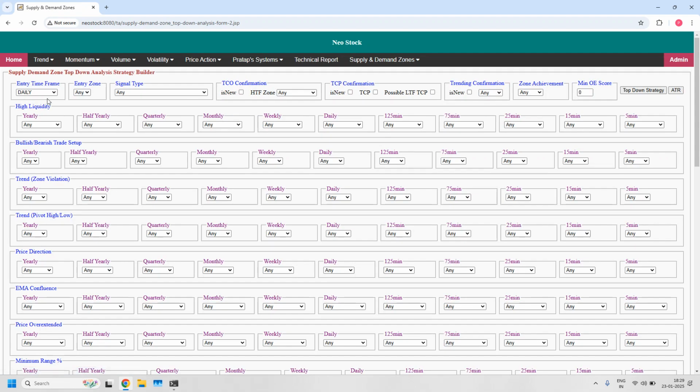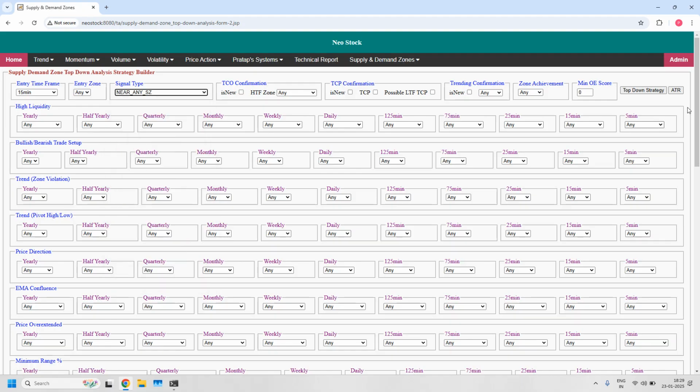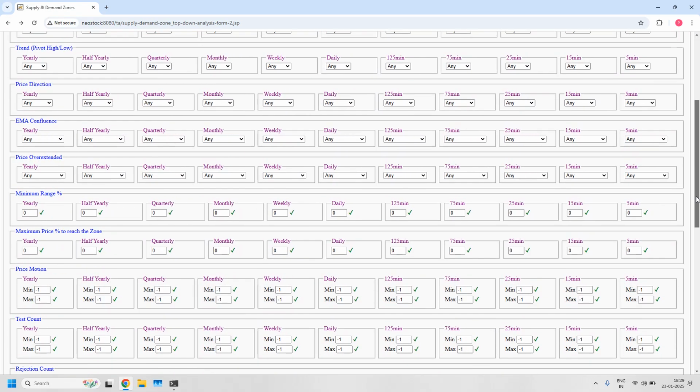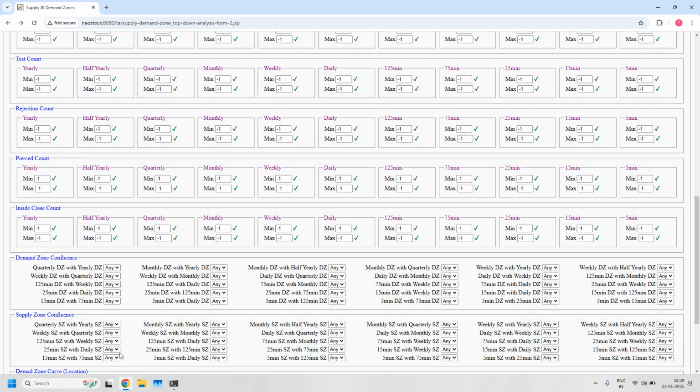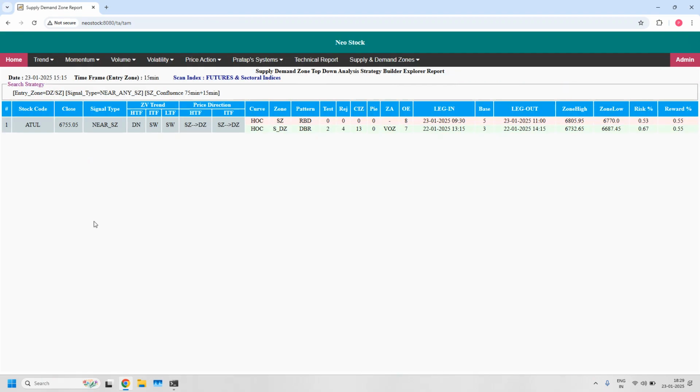Okay, next for 15 minutes time frame, stocks near 15 minutes supply zone. We got 4 stocks. Out of these 4 supply zones, how many are having ITF supply zone confluence? Let's verify. That is 15 minute supply zone with 75 minutes supply zone confluence. I am enabling the filter. With this filter, out of 4, we got 1 stock. And this 15 minute supply zone is part of the 75 minute supply zone.